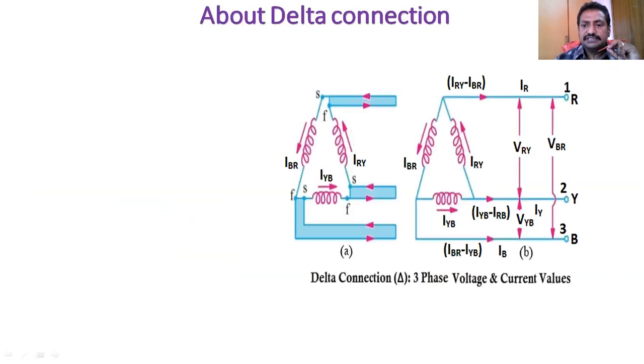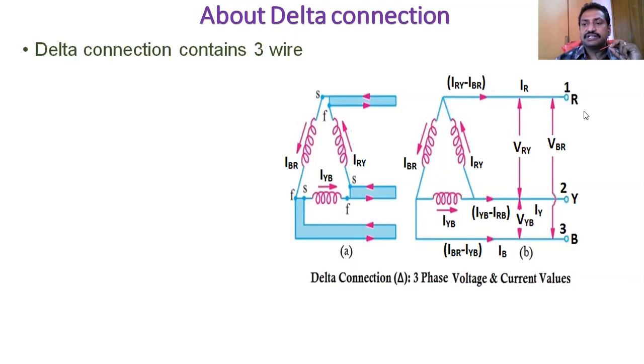See here, this delta connection contains 3 wires only, R, Y, and B. 1, 2, 3 wires. How are we connecting the delta? Any element contains two terminals, starting and ending. The ending of one element is connected to the starting of the other element. We form it as a junction point. Starting, ending, starting, ending, starting, ending. Like this, we form 3 junction points. From these 3 junction points, we take out wires. These 3 wires are represented as line terminals R, Y, and B.